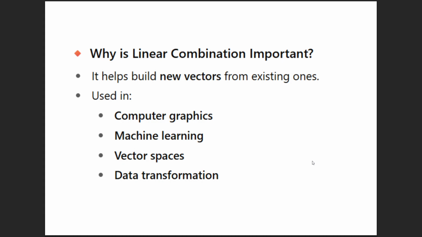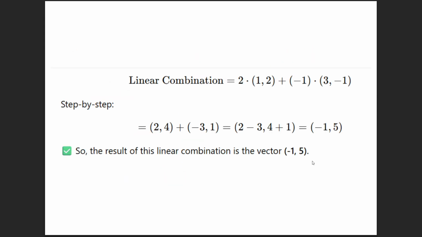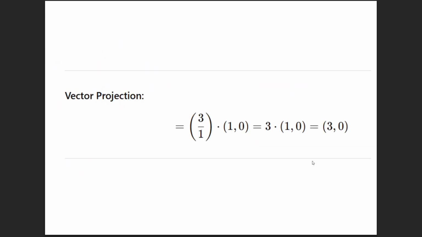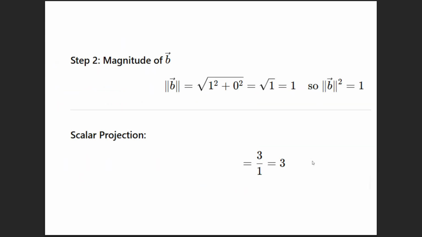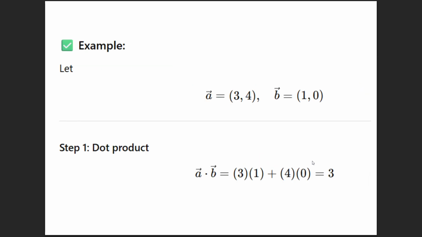It is used in computer graphics, machine learning, vector spaces, data transformations, etc. Okay, so the vector operations, vector norms, and all these things are discussed in these two videos.